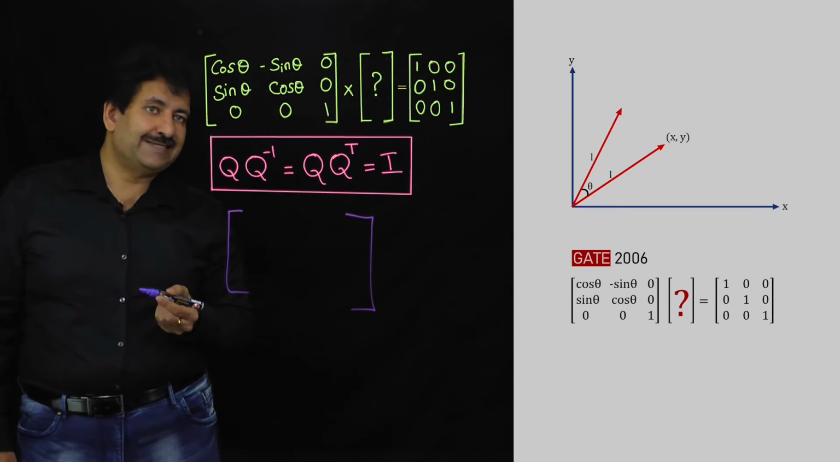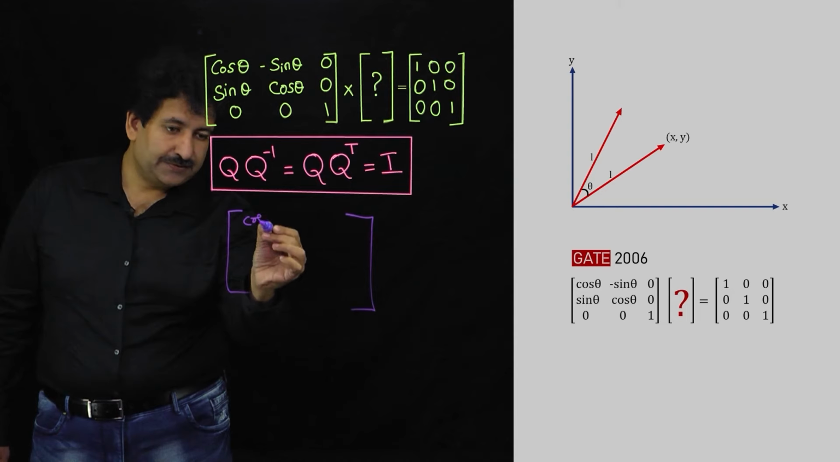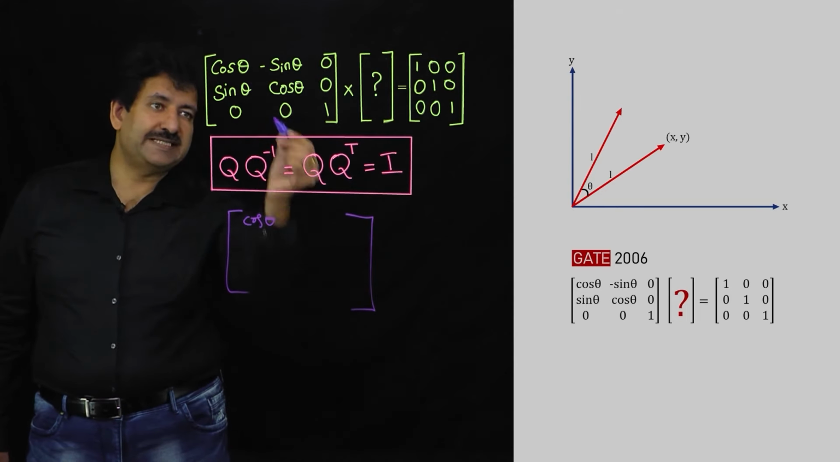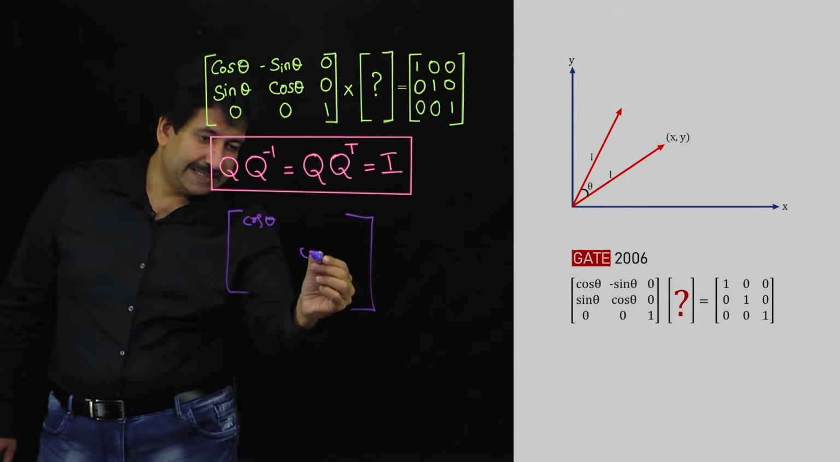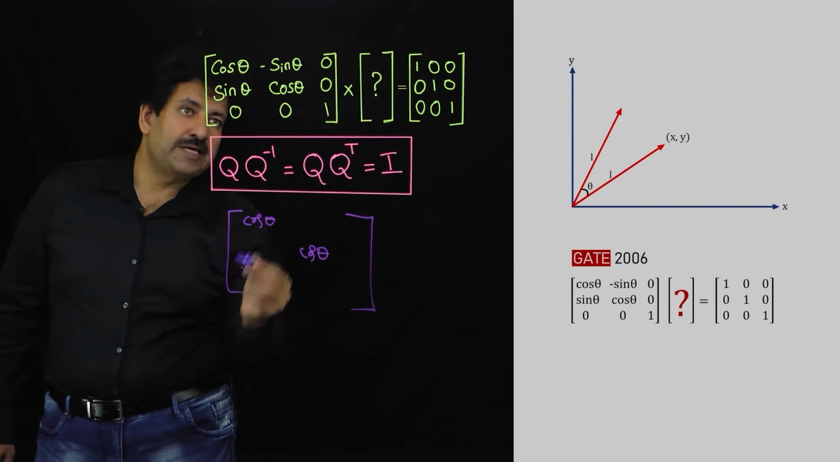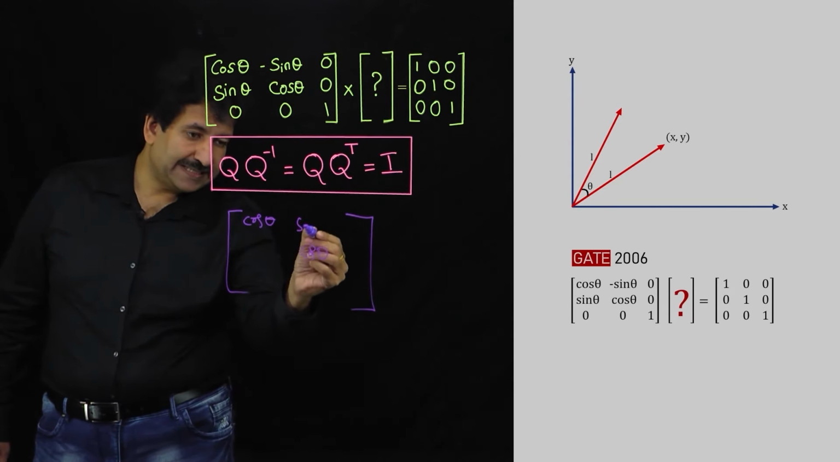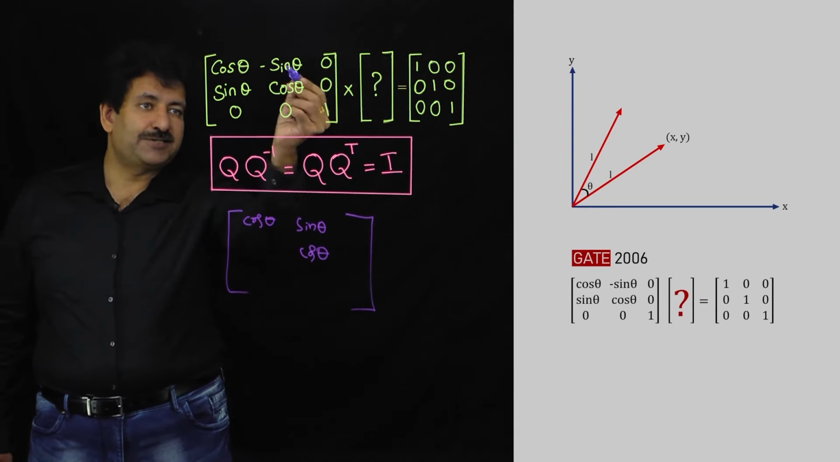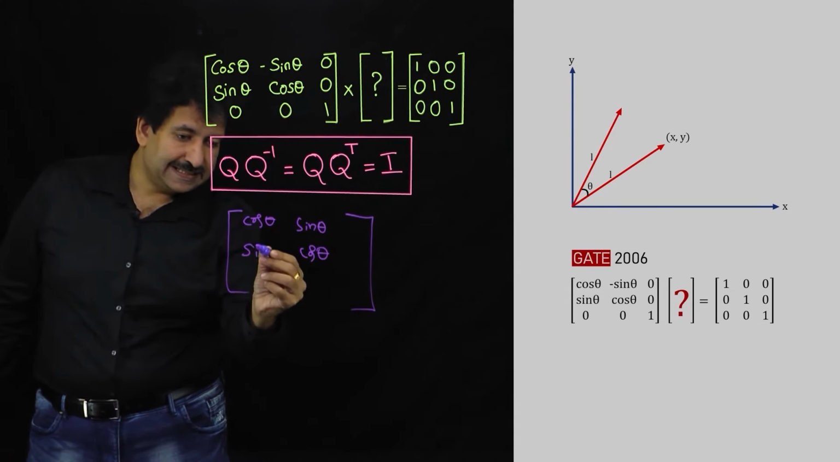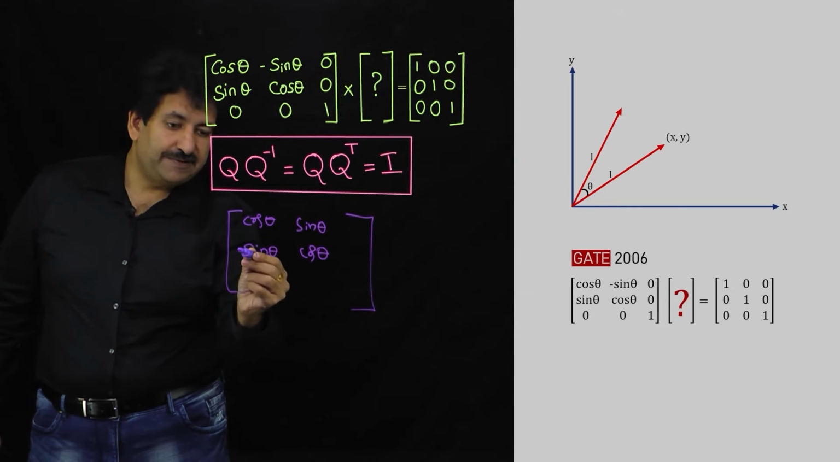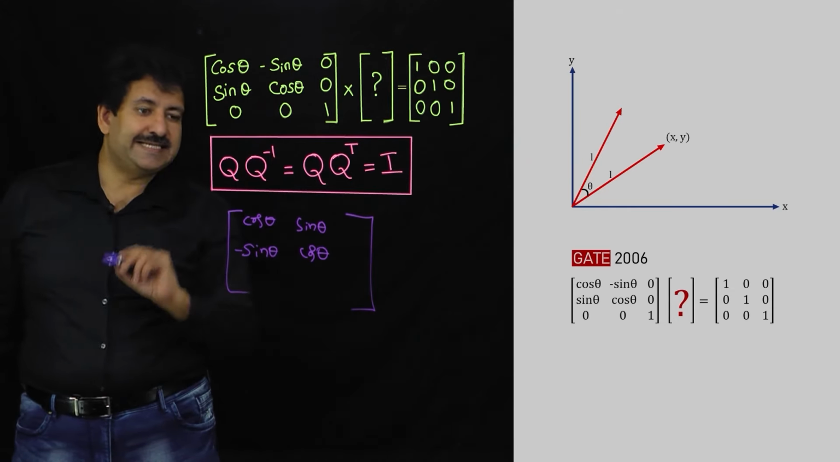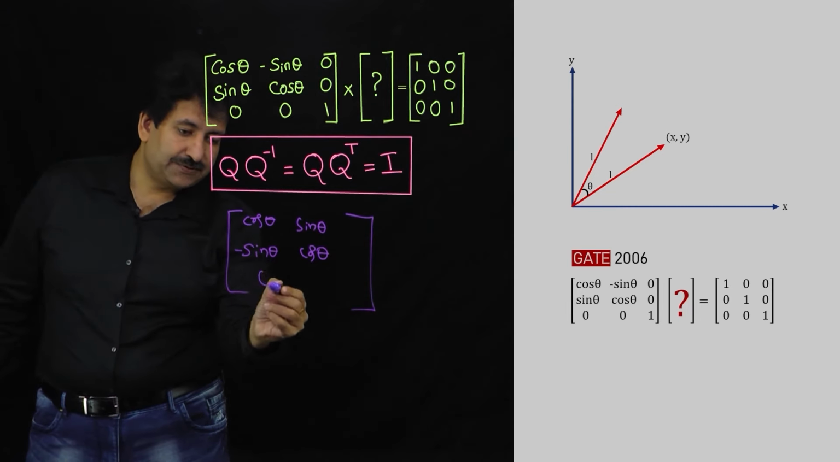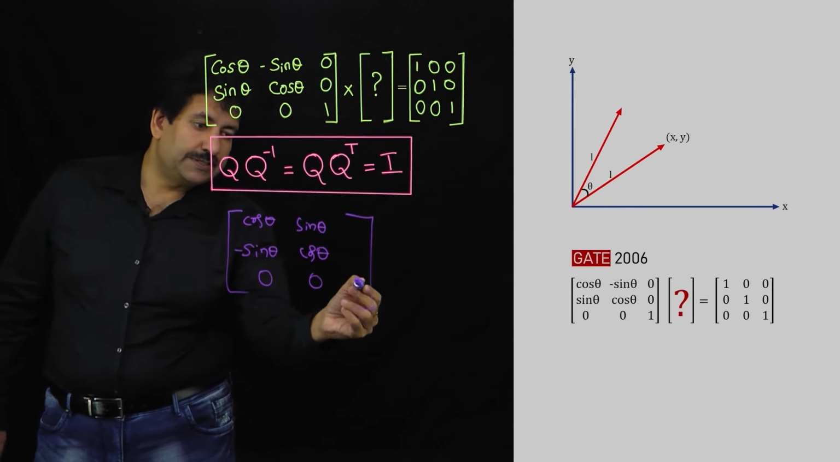Put theta is equal to minus theta, you continue to get cos theta because cos of minus theta is cos theta, and again this happens to be cos theta, and this happens to be plus sine theta because sine of minus theta is minus sine theta, minus of minus is plus, and then this happens to be sine theta with a negative sign because sine of minus theta is minus, and of course 0, 0, 0.